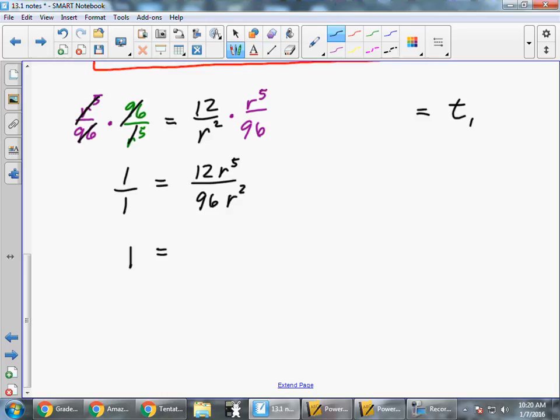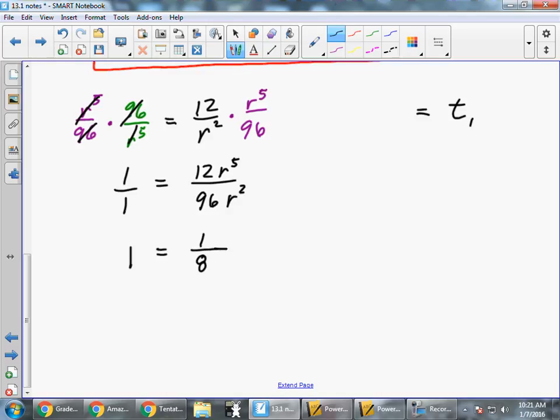Those numbers just feel like, you know, Claire, like they reduce. 12 over 96. That reduces, I know it. What number jumps out at you? 12 over 96, Connor? 1/8. That's 1/8. So that's 1/8.